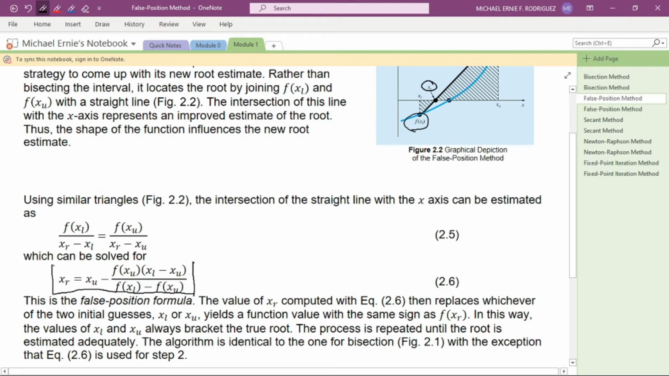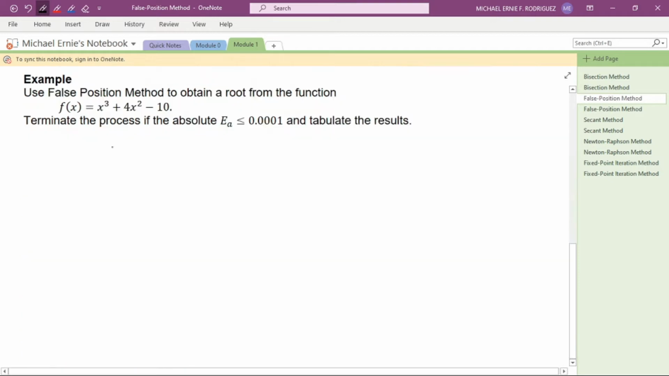The value of x sub r is computed with equation 2.6, then replaces whichever of the two initial guesses, x sub L or x sub u, yields a function value with the same sign as f of x sub r. In this way, the values of x sub L and x sub u always bracket the true root. The process is repeated until the root is estimated adequately. The algorithm is identical to the one for bisection, with the exception that equation 2.6 is used for step 2.